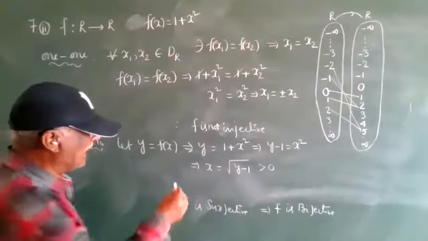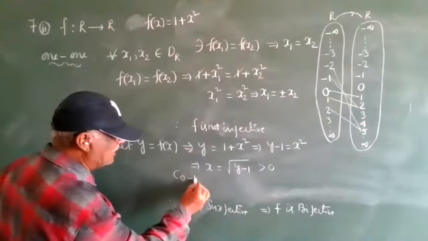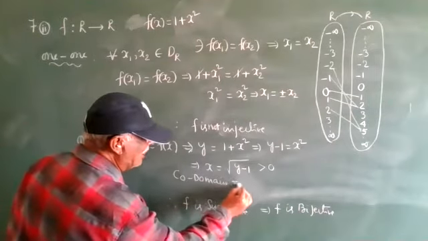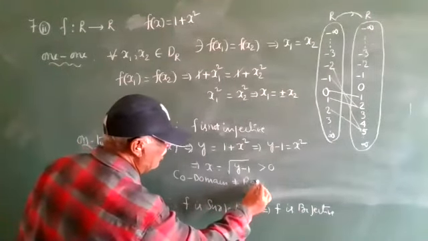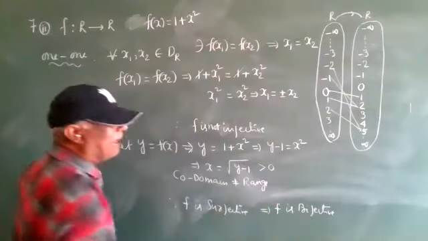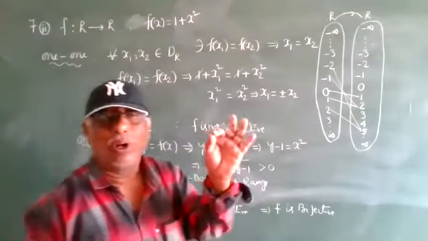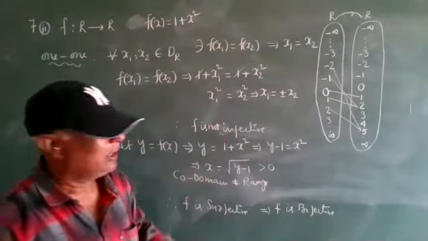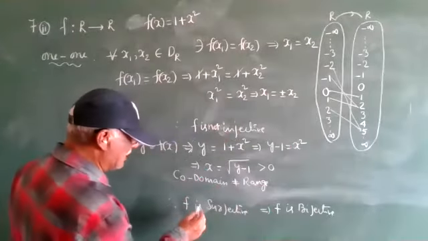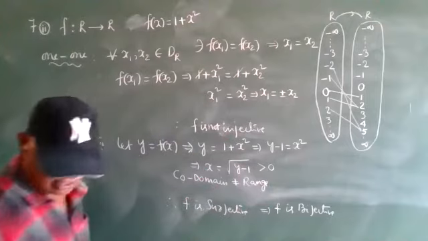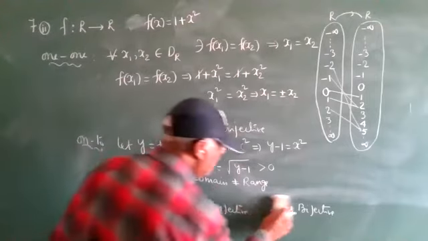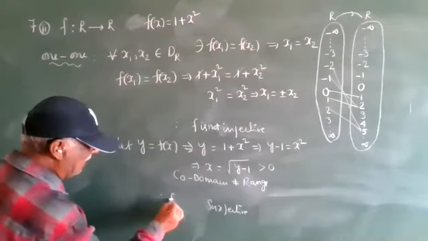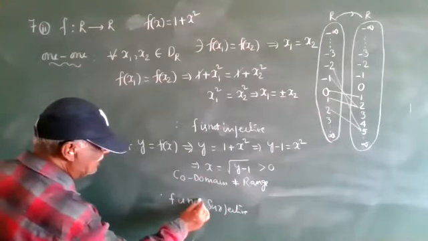Therefore, codomain is not equal to range. Codomain is all the real numbers, but the range is only the positive values. Therefore, it is not surjective. F is not surjective.